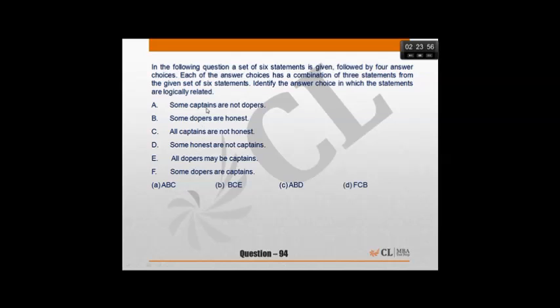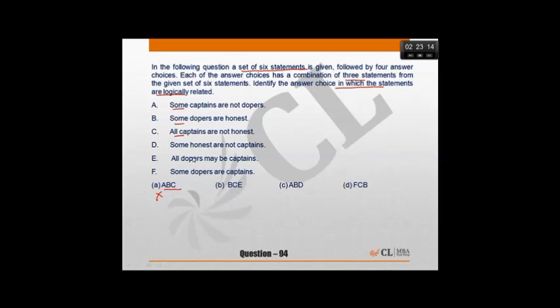Another question of syllogisms. In the following question, a set of 6 statements is given, followed by 4 answer choices. Each answer choice has a combination of 3 statements from the given 6 statements. Identify in which choice the statements are logically related. I will straight away go to the choices and read only those. A, B, C: some captains are not dopers, some dopers are honest, all captains are not honest. Some, all does not make sense. We are talking about some and some. A, B, C should not be the correct answer because when you have a some, all, some should be followed typically with a some only. So A, B, C does not make sense to me, but I'll come back to it if I don't find any of the others to be correct.